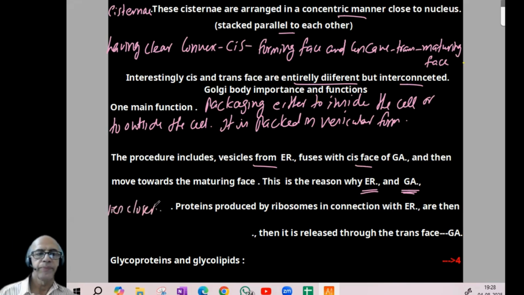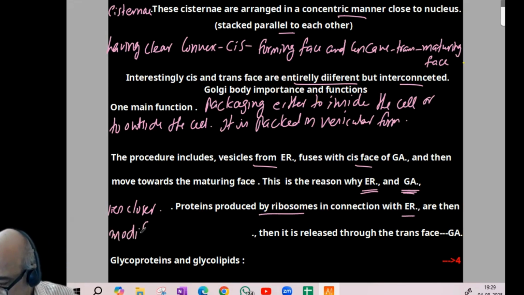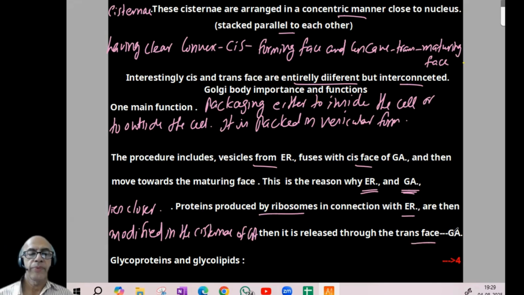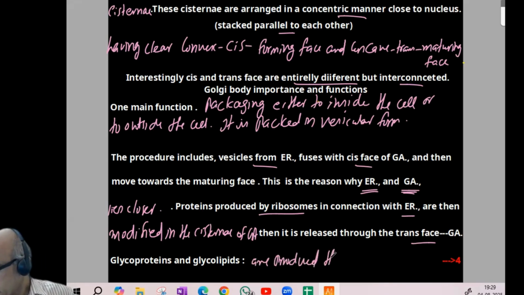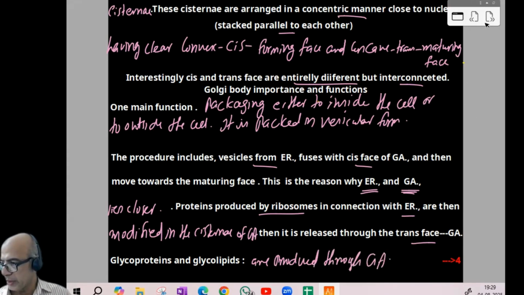Famous question. Proteins produced by ribosomes in connection with the ER, so of rough endoplasmic reticulum, are then modified in the cisternae of Golgi apparatus, then released through the trans face of Golgi apparatus. That is one major function. Other is glycoproteins and glycolipids are produced through Golgi apparatus. I think we can proceed to the next page.